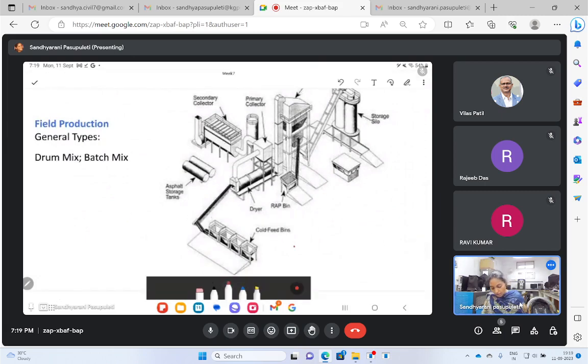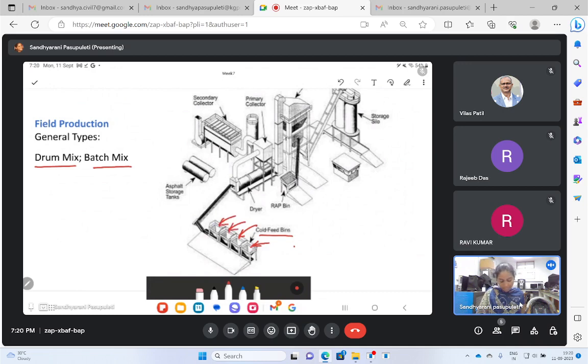Let us say if we want to produce a mix in the field, because that is our final aim. There are two types of production of mixes in the field. One is the drum mix and also the batch mix. In both, the general procedure followed is, initially we need to have the set of aggregates stored at some place. Let us say these are the cold feed bins. What is the purpose of these bins? In each bin there will be a particular amount of aggregate being stored.